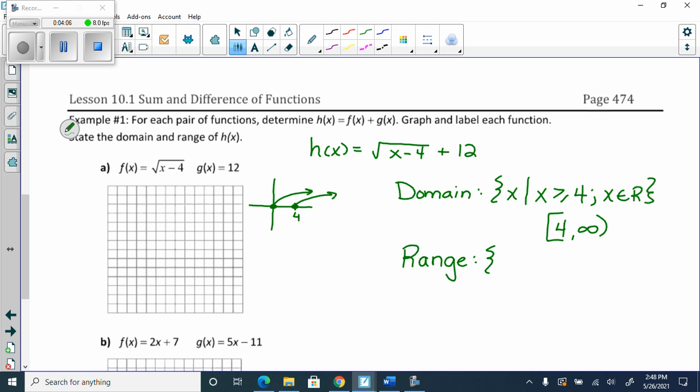Y greater than or equal to 12. Y is greater than or equal to 12, because it's moved up 12 and over 4. So the graph actually looks more like this. 4 and 12, and then to the right. Because that's the only thing that's happened, right? I haven't stretched it, I haven't narrowed it, I haven't pulled it up, I haven't shrunk it down, I haven't flipped it, I just moved it. Up 12, 4 right. We agree? That's just the origin, right? That's origin 0, 0. That's just like your starting point.